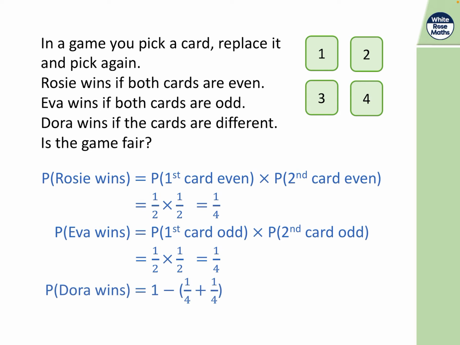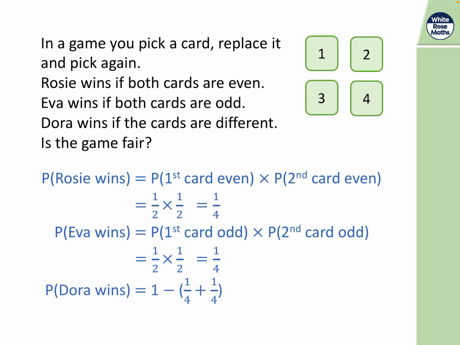Dora, now again, what they've used here is the idea that all probabilities have to add up to 1. So when they play the game, those are the only things that can happen. Rosie can win, Eva can win, or Dora can win. So those 3 probabilities have to add up to make 1.